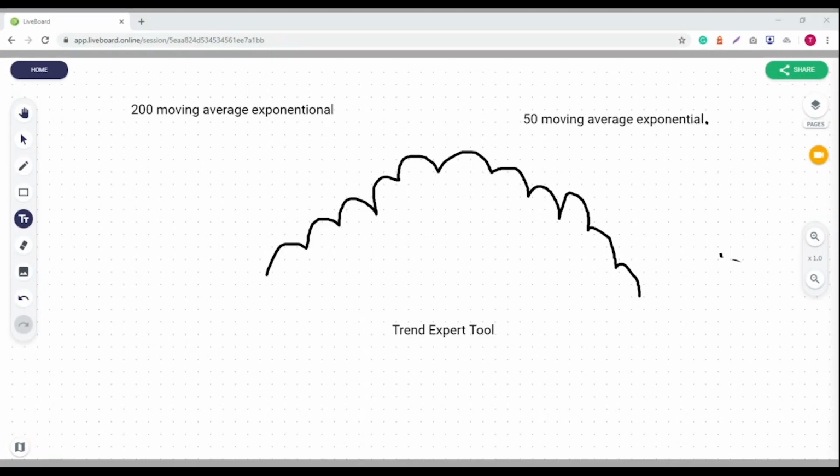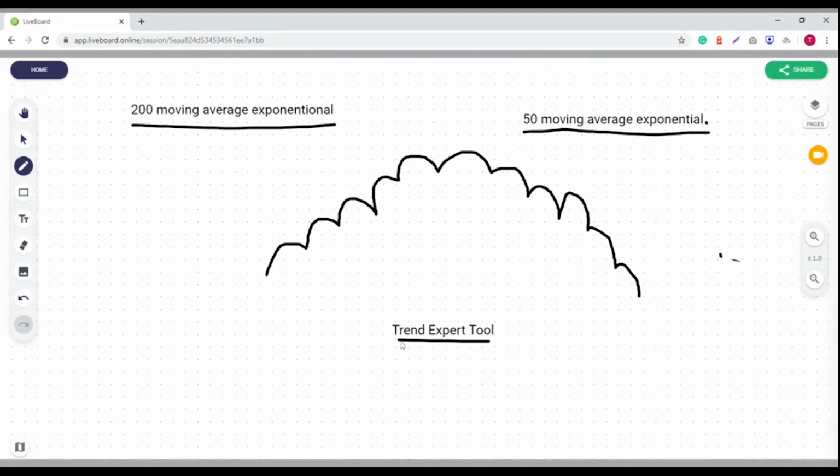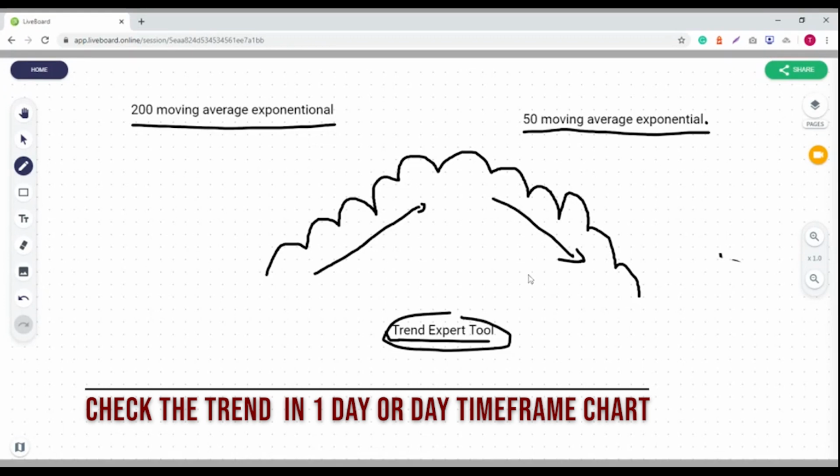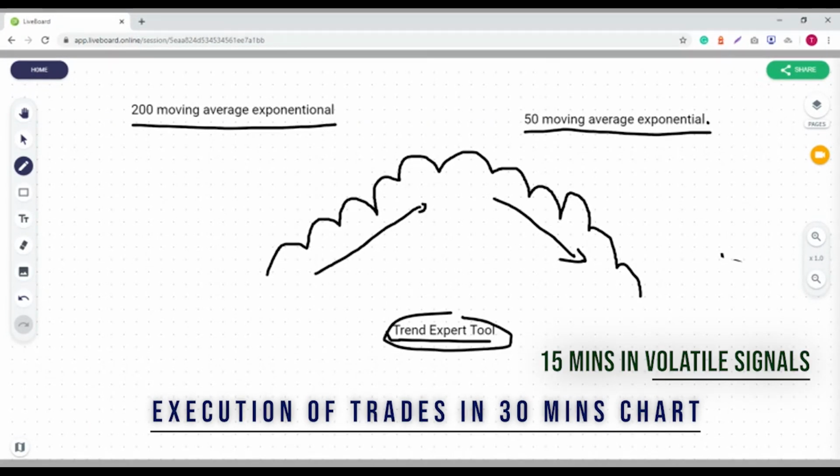The important thing we have to know is that the trades we do in intraday will be on the 30 minutes chart. We see the 30 minutes chart and we take the trades, but we use the 1 day chart to analyze the trend, and here we will be using the trend expert tool, and we will use the 200 moving average exponential. It is an inbuilt indicator, easily available in Tradingview, you need not worry about it. Our trend expert tool will help us get the trend directions, whether the trend is up or down. We check that in the daily time frame chart, but our execution will be done in the 30 minutes time frame chart, or we use the 15 minutes time frame chart when there are volatile signals.